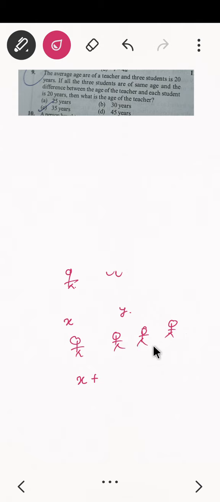That means if each student's age is 12 years, then the 3 of them together are 12 into 3. So the total of the ages, x plus 3 students, divided by the number of people, 1 2 3 4, so 4, is equal to 20. So x plus 3y is equal to 4 into 20, which is 80. This is the first equation.